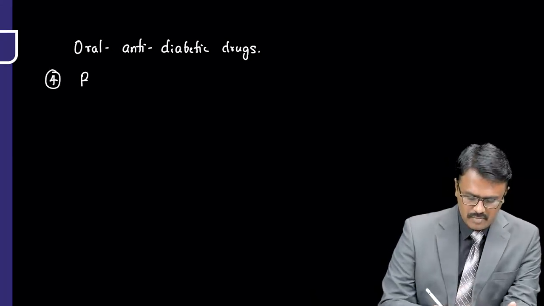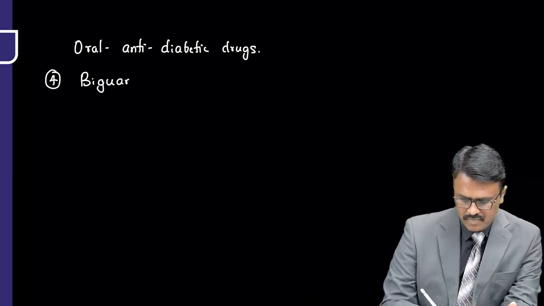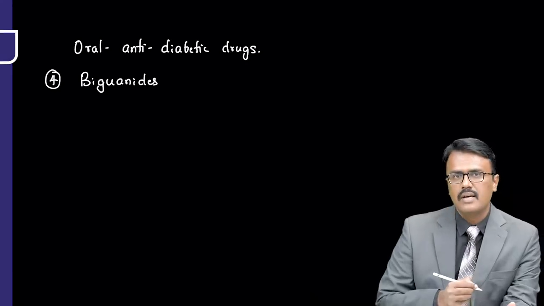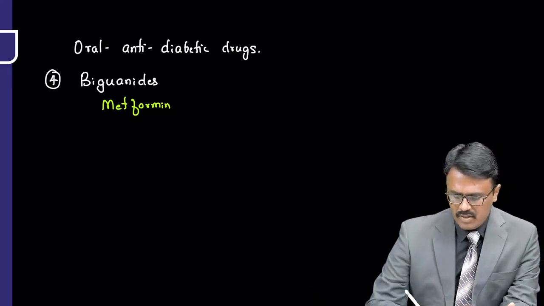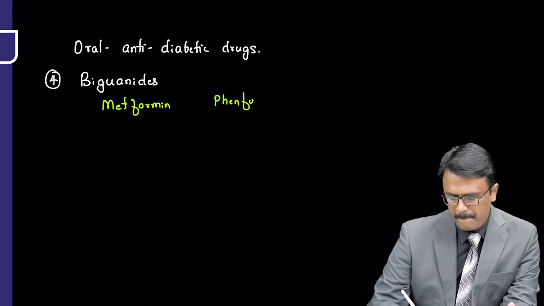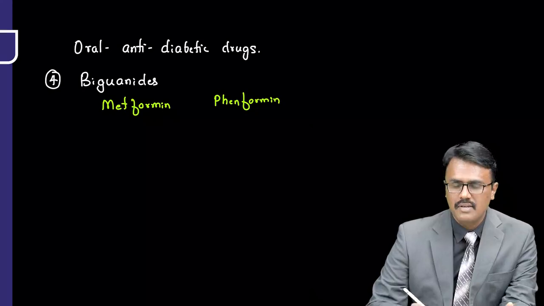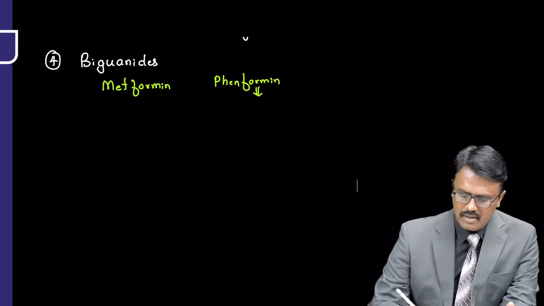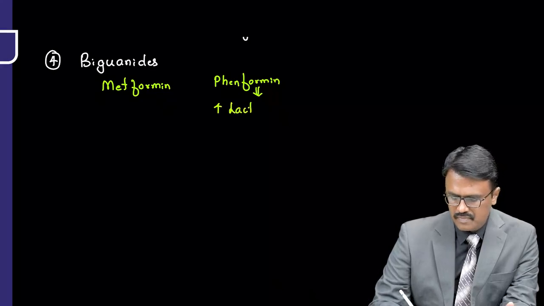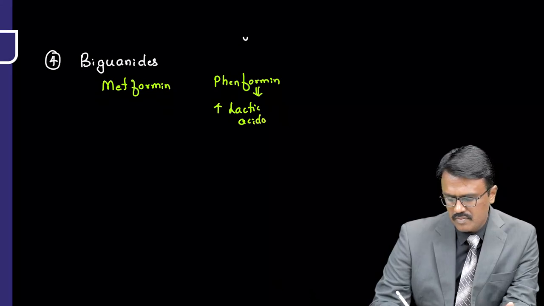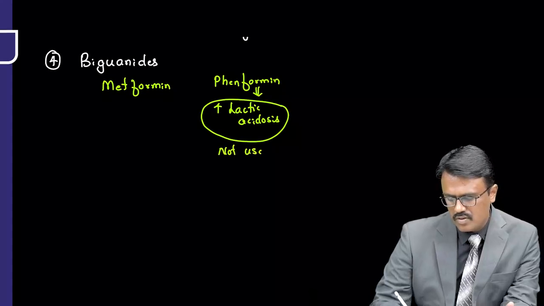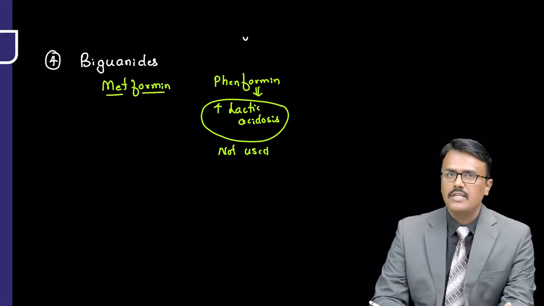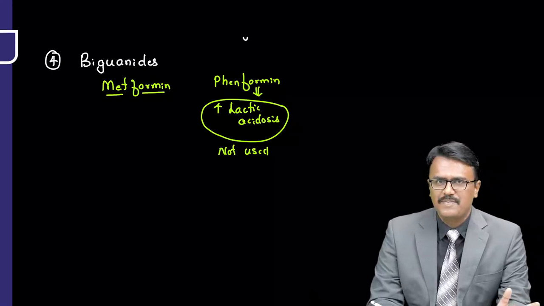Fourth one are called as biguanides. They are called as biguanides. In biguanides, we have a drug by the name metformin. The name is metformin. And one more drug is called phenformin. Now, they end with formin. And this is not used because the drug increases the lactic acidosis. So because of this problem, the drug is not used nowadays. Not used. So what is the major drug we use here is metformin, one of the beautiful drug of century.